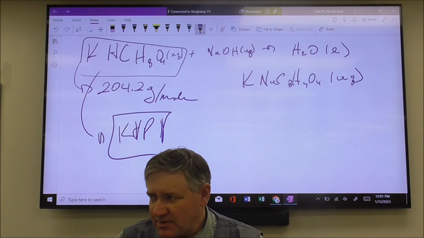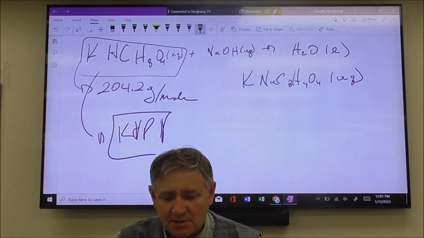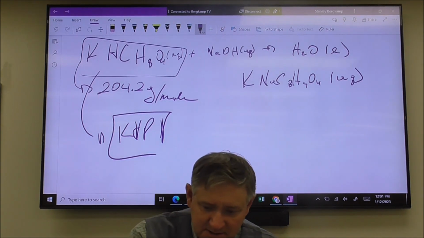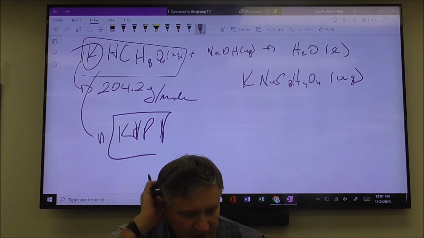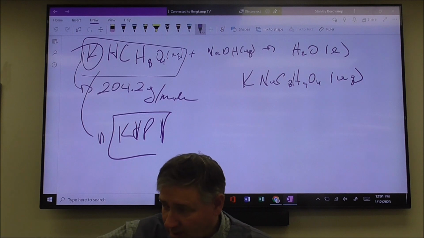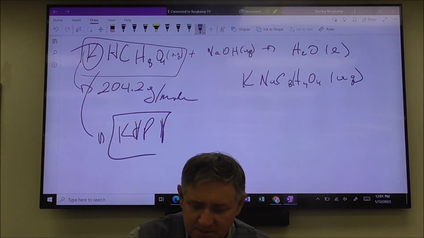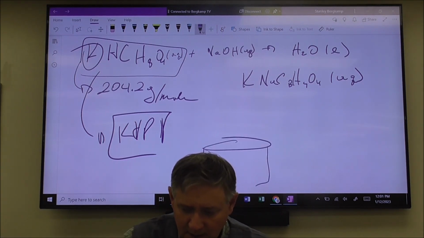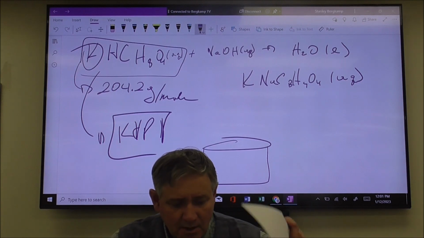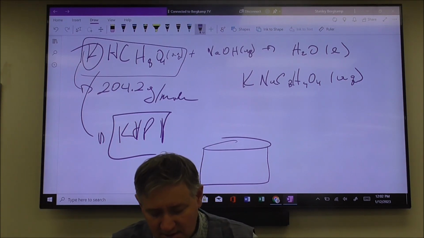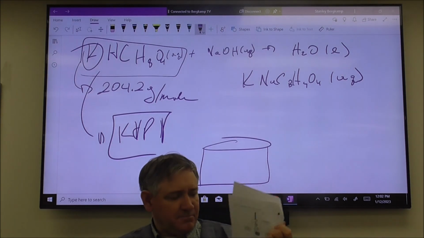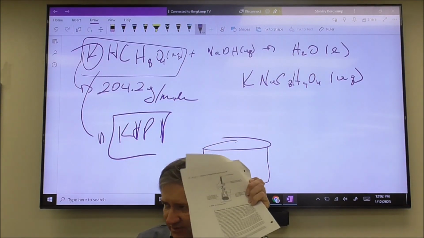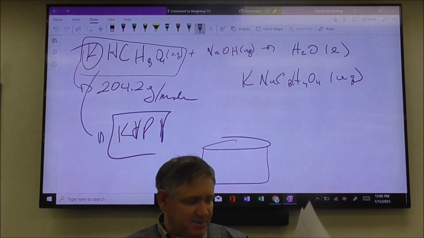Here's the unique thing about KHP. Number one, it's soluble because it has a group 1 ion attached to it. So what you're going to do, and this is why we boiled that water yesterday, is take a known amount of KHP. On the lab packet I gave you, the first thing you're going to do is part B, where we figure out the molarity.